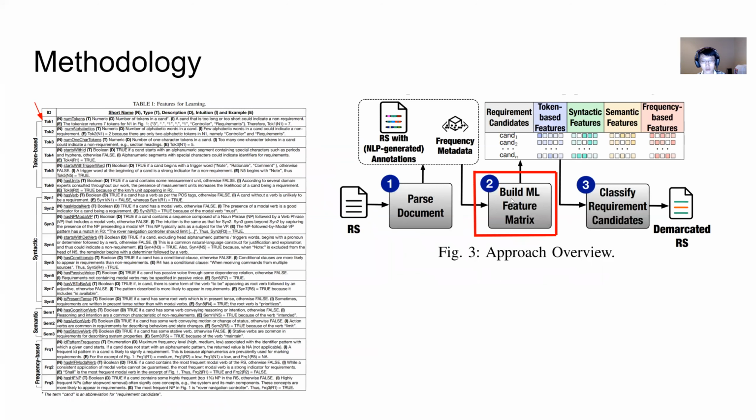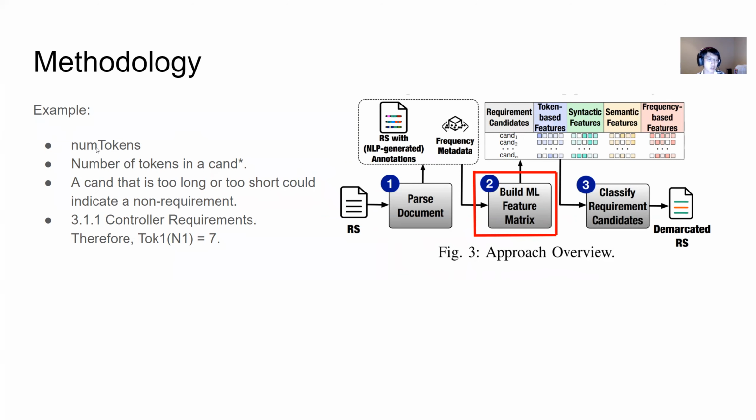The second part is to build a machine learning feature matrix. Here are all the features in the matrix. There are three parts: token based, syntactic and semantic features, and frequency based features. Let's see one of them as an example. It is the token based feature.